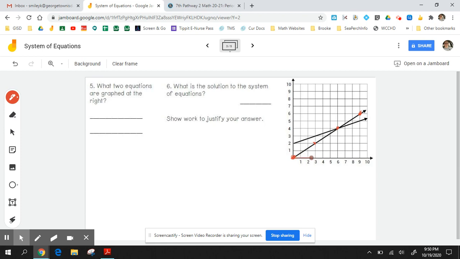How do we find slope? If we remember, we're going to go how many up and how many over. The rise over the run. So we rise 2 and we run 3. We are going to write y equals 2 over 3 x. And that's it. We don't have to put the plus 0.